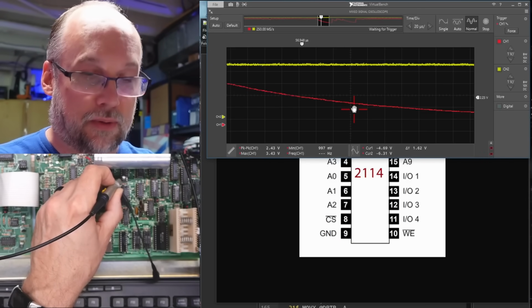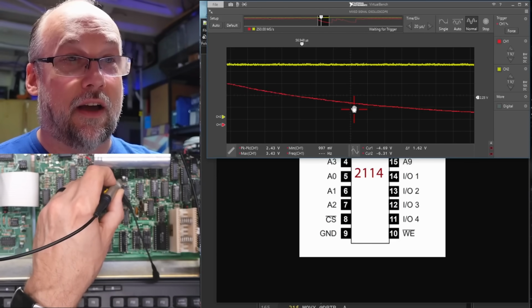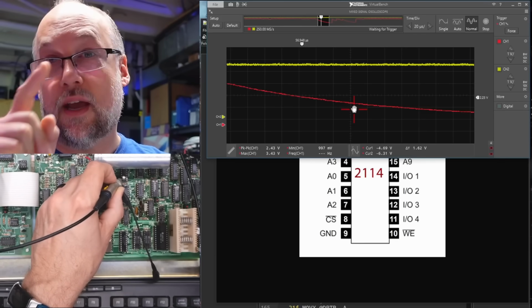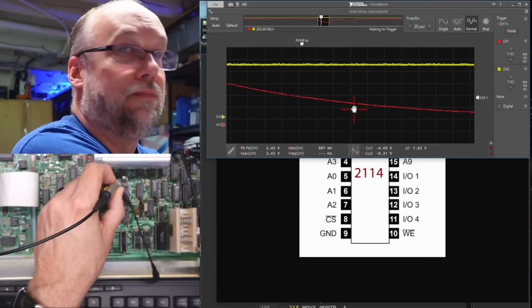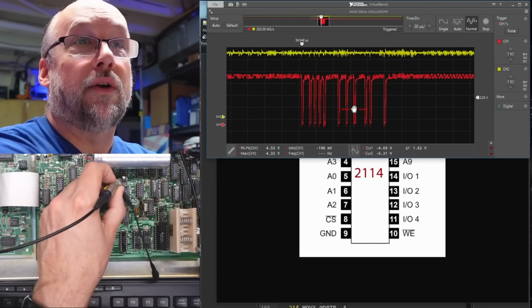The red trace is the chip select line for the video chip. So we know the video chip, remember, is getting selected 11 times, and it's being written to at the same time. We already saw that. We're trying to find out what's getting selected before the video chip. So I'm going to power the system off. We can just ignore whatever shows up there when I power it off. Power it on.